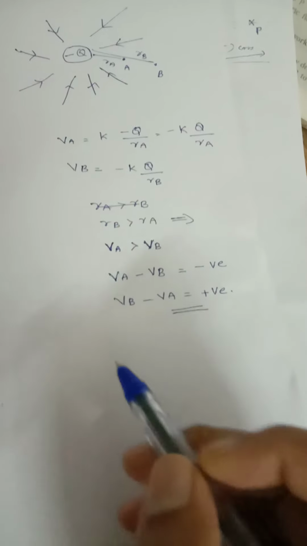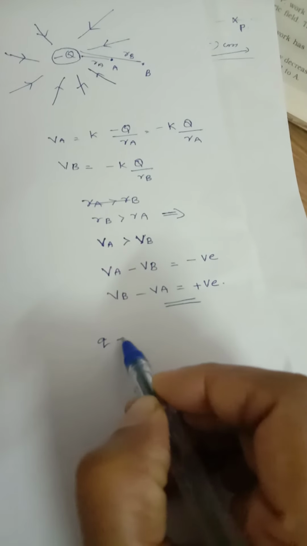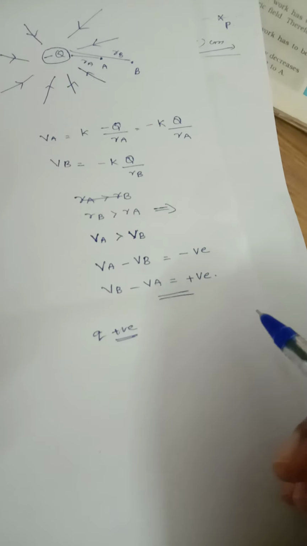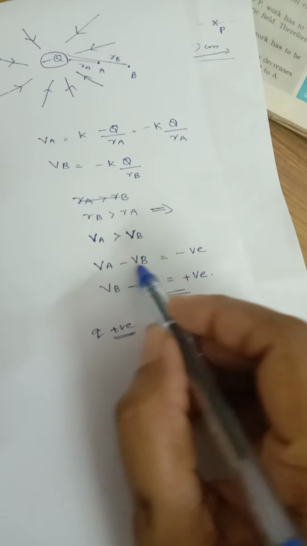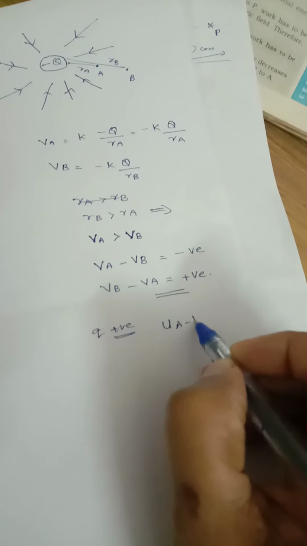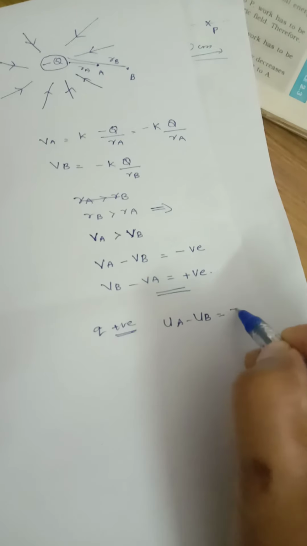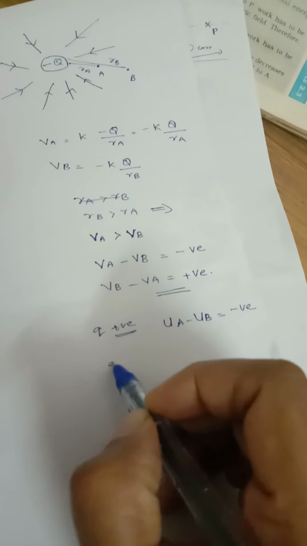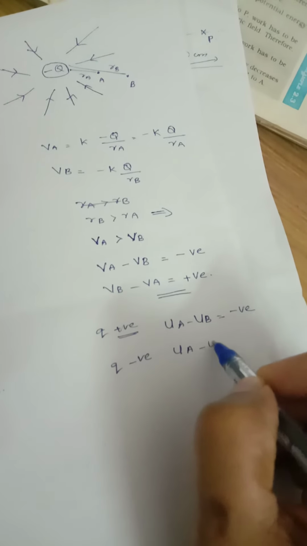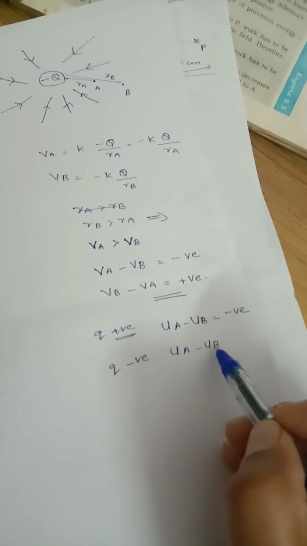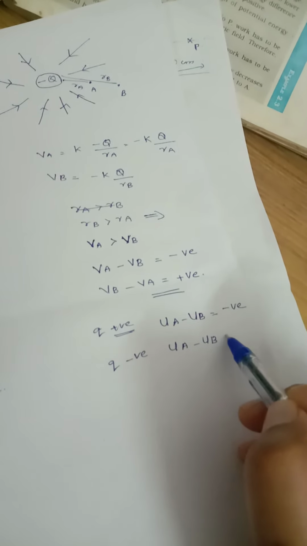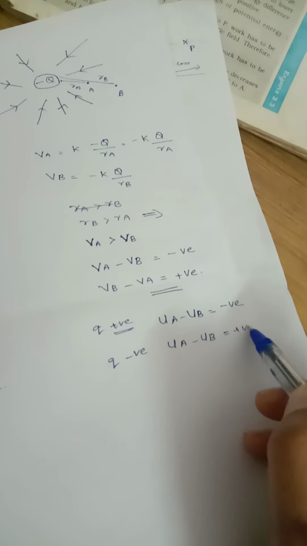Now in the same way here also, if the charge is considered to be a positive charge, then the sign of the potential energy difference follows the potential difference. Here VA minus VB is negative, so for a positive charge, UA minus UB will be negative. But if you consider the charge to be a negative charge, then for UA minus UB, UA is less negative and UB is more negative, so you will get a positive.